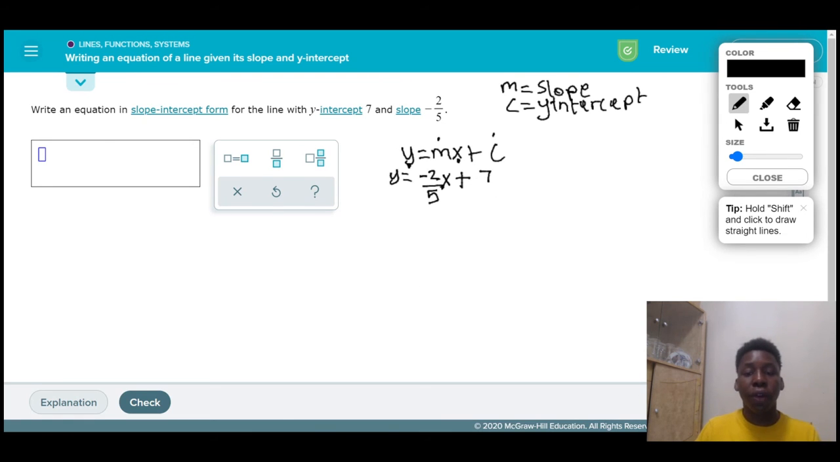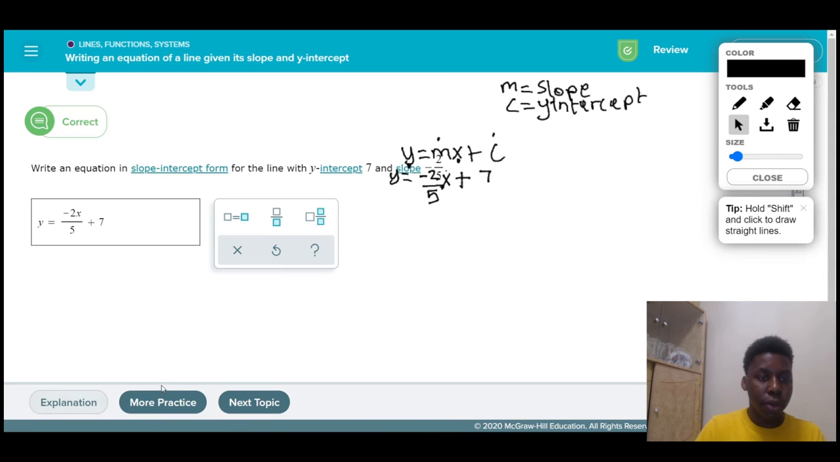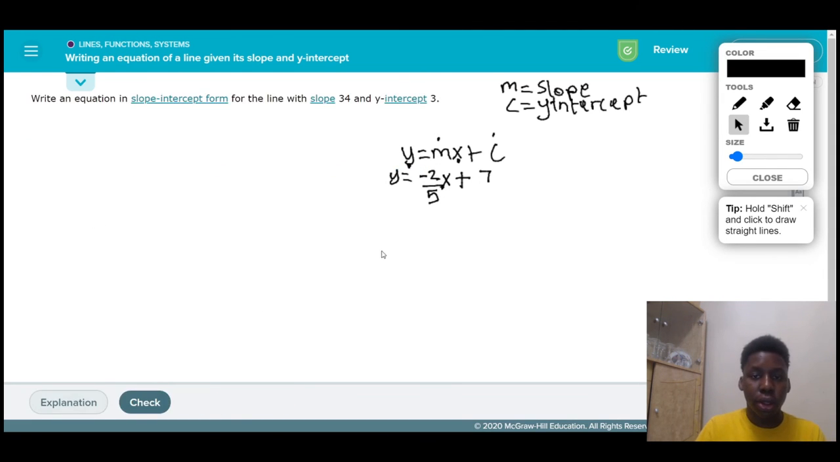It's really easy. All you have to do is read the question carefully, and then plug the values you have into this slope intercept equation. So let's plug that in. This is y equals minus 2x divided by 5 plus 7. Check that out. All right, let's go for more practice.